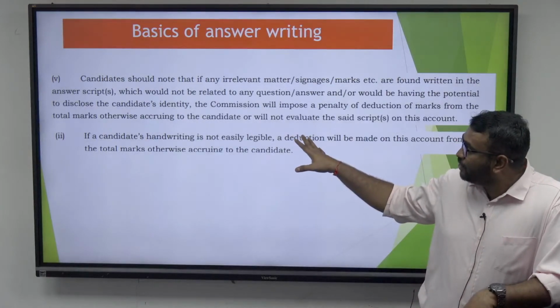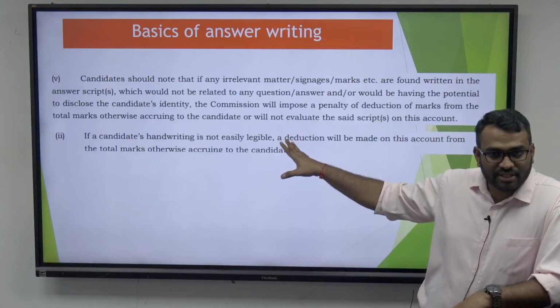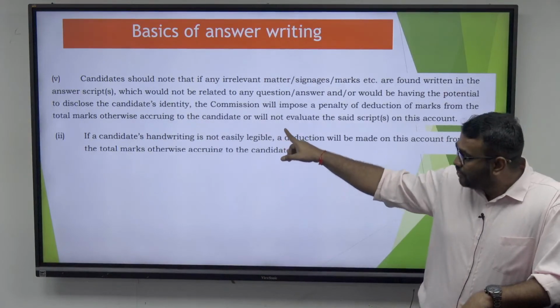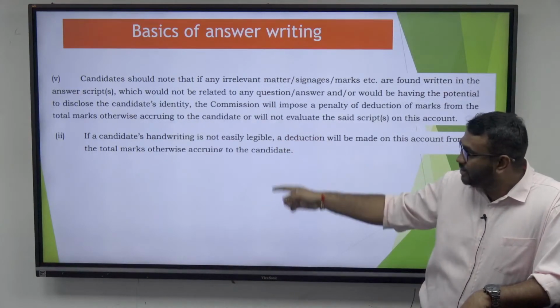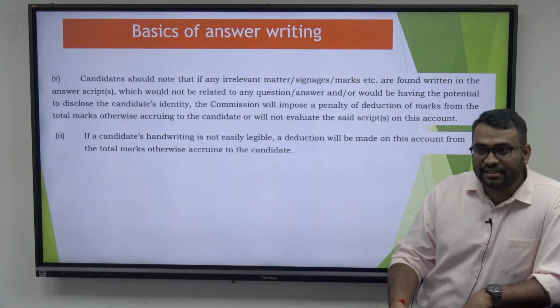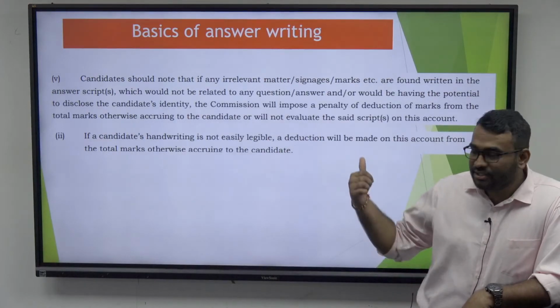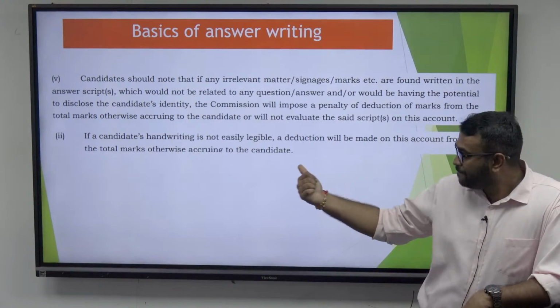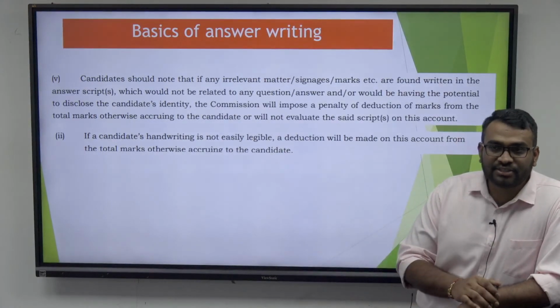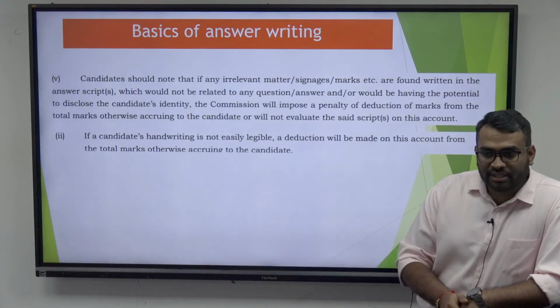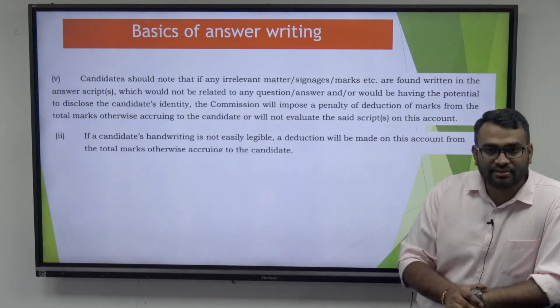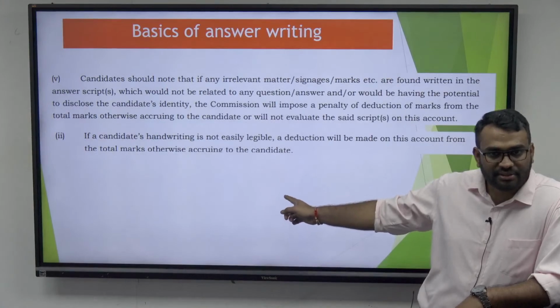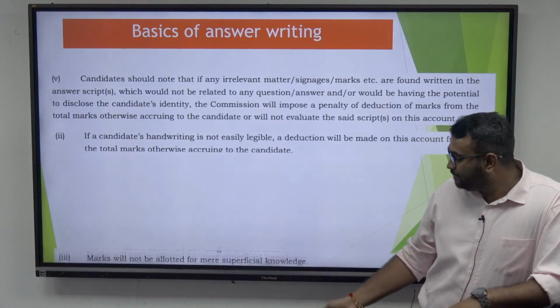Here I will be telling you the UPSC instructions which they have mentioned, and what should be your approach. First one, as I told you, is irrelevant content, or religious identity, or personal identity. If at all you are going to write those sort of things, then there will be deduction of marks for that. Second one, if the legibility is too irritating, and also the things which you have written don't make sense, then there will be negative marks for that. The marks will be deducted for that, right?